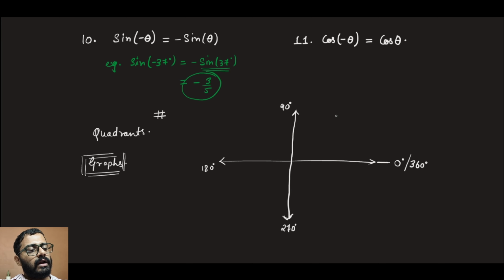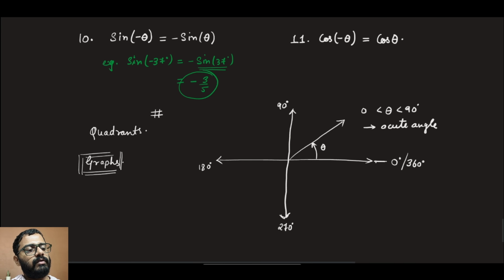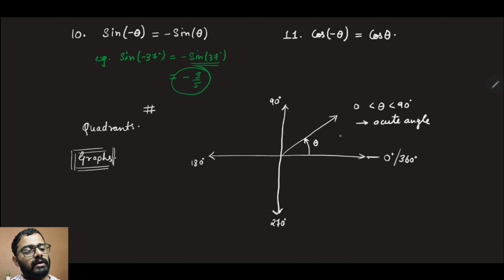Now from 0 to 90 degrees, when your angle lies between 0 to 90 degrees, in that case we call theta, 0 to 90, an acute angle. Acute angle. And whenever your theta is between 0 to 90 degrees, we say that is the first quadrant. That is the first quadrant, right?